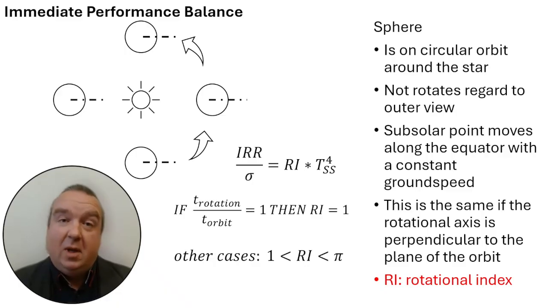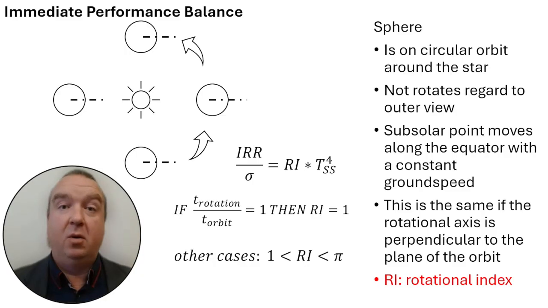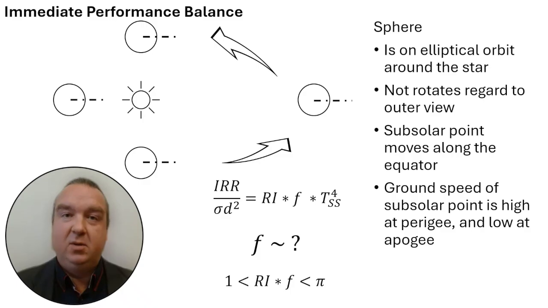And if the rotation is faster, then the maximum of this value is going to be pi, as we saw in the third episode. So the rotational index is going to be a property of a planet. Let's put the sphere to an elliptical orbit around the star. In this case, the available performance will change, as we saw in the second episode.